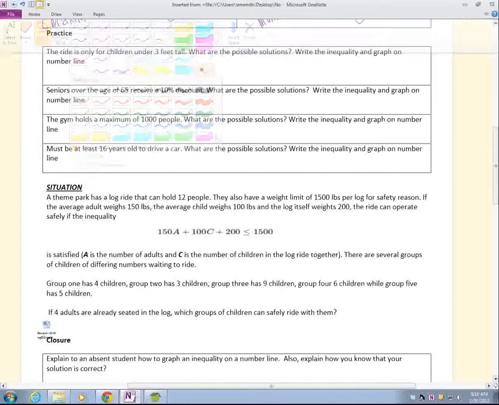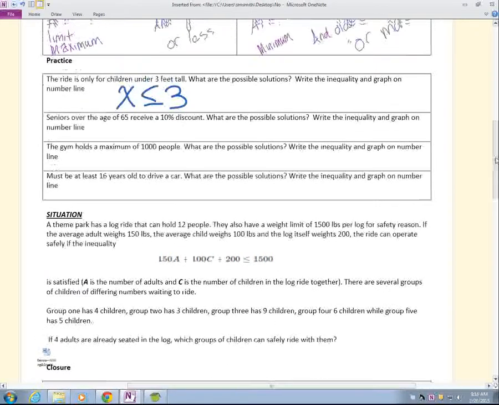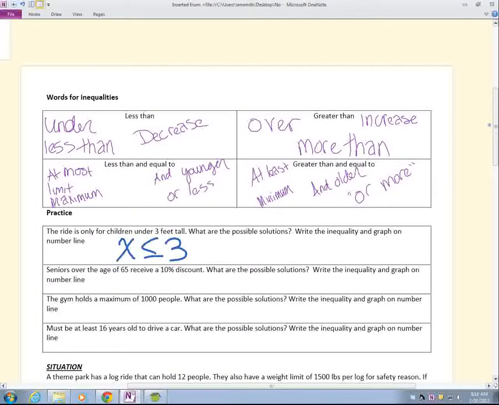2 and under. It says 2 and under. 3 feet tall and under? No. This would be actually, x is going to be less than or equal to 3 feet. Because look what we had for less than or equal to. At most, limited, or less. See that right there? Okay, under 3 feet tall, which under is going to be a maximum. Yes, sir. Right.